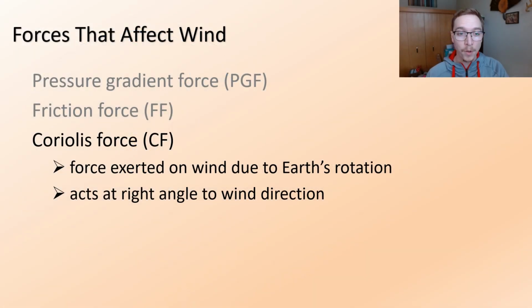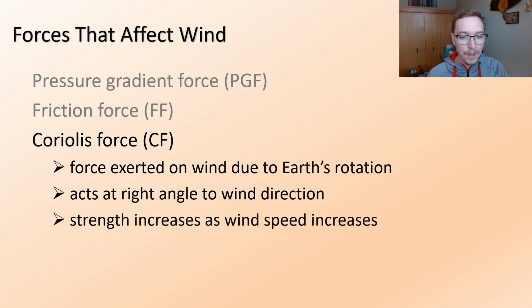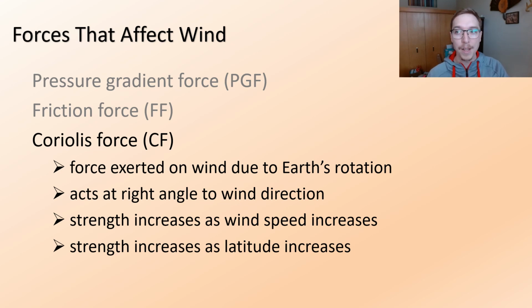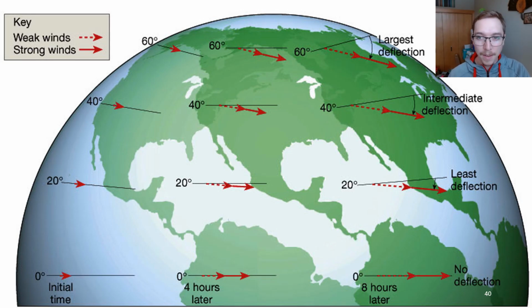Now, it's also important to note that the strength of that Coriolis effect increases as wind speed increases and increases as latitude increases, as we get more poleward. So let's go ahead and look at a graphic to highlight that last point. So here we can see that graphic, and notice as we get closer and closer to the North Pole in this example, we see larger and larger deflections based off of that Coriolis effect. So we can see our key here: during weak winds, how far we're displaced, and during strong winds, how far we're displaced. But it weakens as you get closer and closer to the equator.